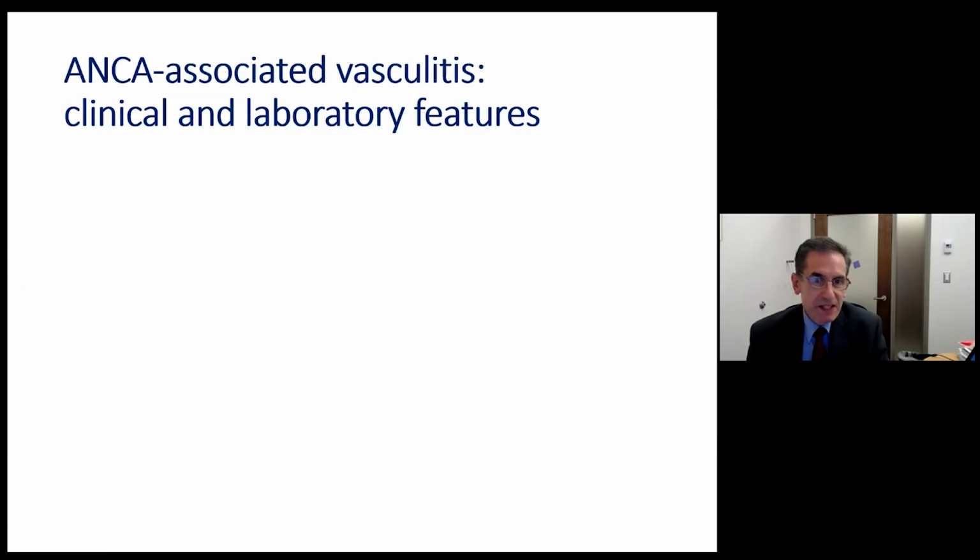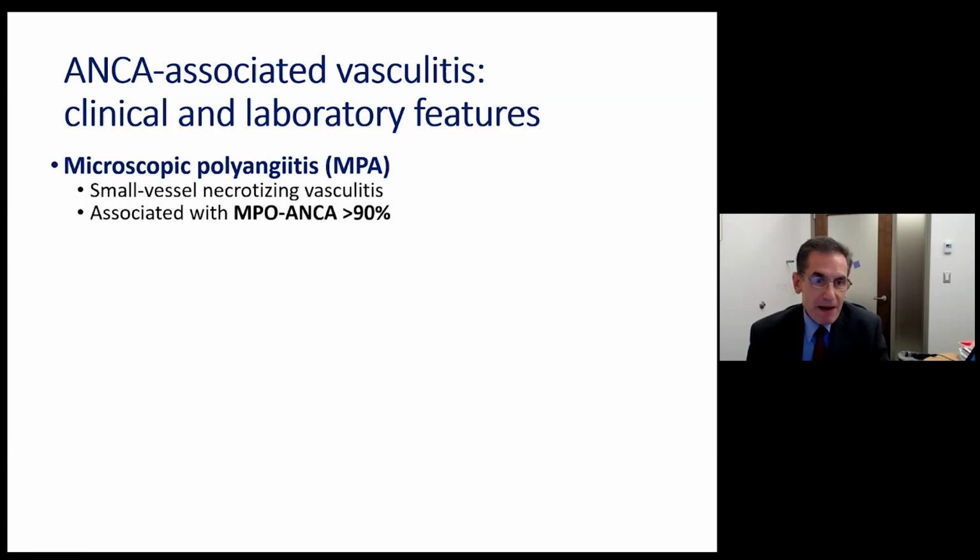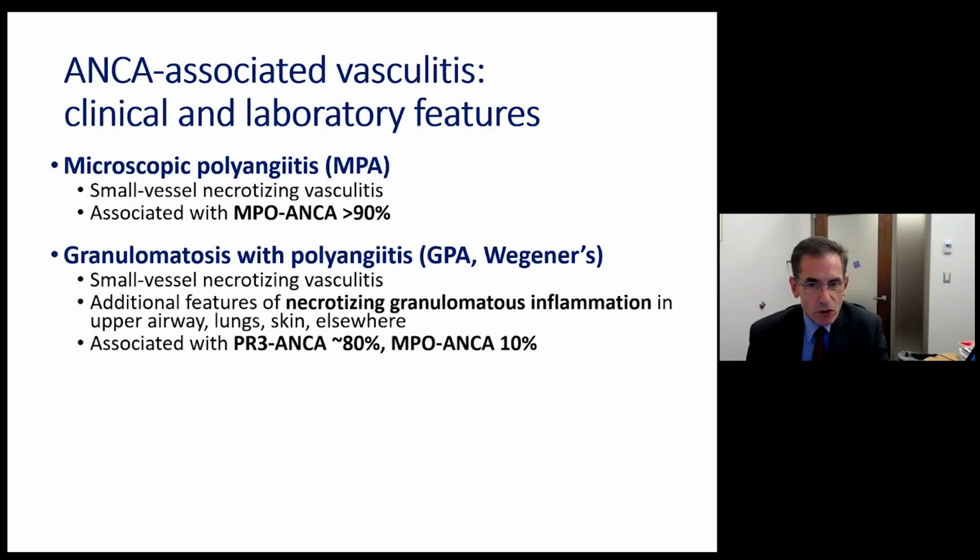ANCA-associated vasculitis, clinical and laboratory features include microscopic polyangiitis, which is typically a small vessel necrotizing vasculitis and is associated with the MPO ANCA in greater than 90% of the cases. Granulomatosis with polyangiitis, formerly known as Wegener's, is another small vessel necrotizing vasculitis, typically involving the upper airway, the lungs, and the skin, and can also involve the kidney. This is typically associated with the PR3 ANCA and less frequently the MPO ANCA. There is a lot of overlap between these two diseases.